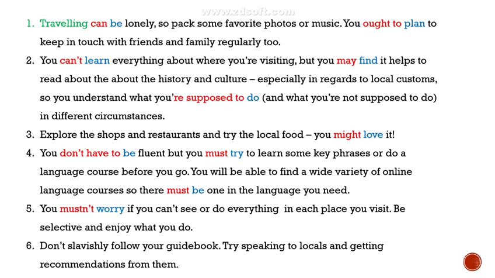Now, let's look at the first tip and replace the word traveling with the pronoun it. So the sentence now is as follows. It can be lonely. And in the second tip, we have the sentence, you can't learn. We notice that verb can doesn't change even with a third person singular. So, modal verbs are the same for all pronouns. Examples, I can study from home, he can study from home, they can study from home.